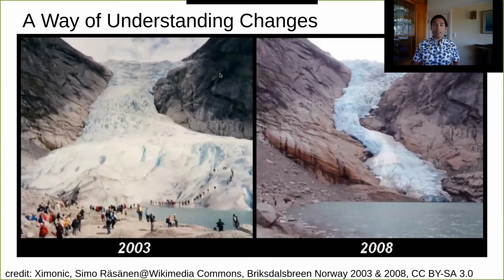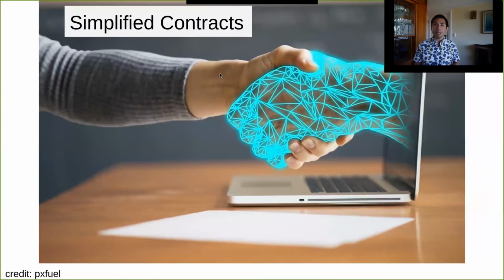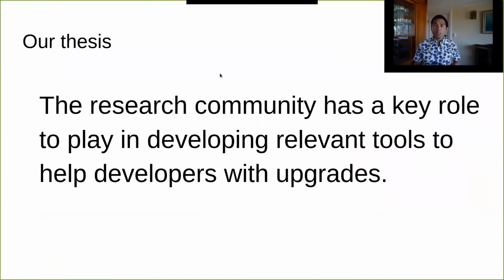This is a way of understanding changes. And we can think about it as a form of simplified contract, which expresses some of the information you want to know about what changed in software. Semantic versioning is an ideal that may never be fully met. However, we can lower our standard, and if we do that, then there are many analysis techniques that can be brought to bear on the problem.